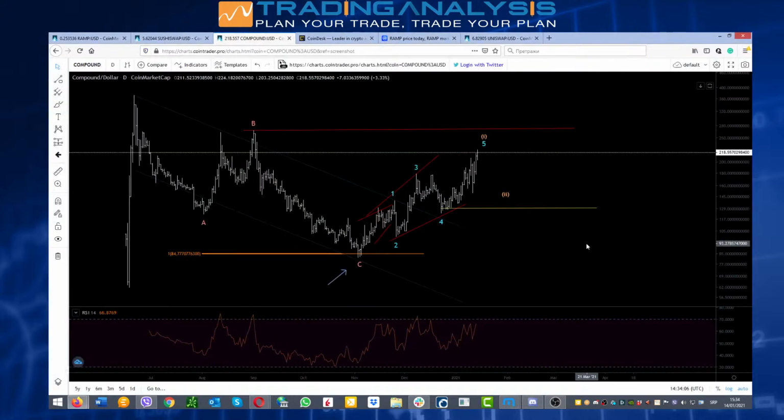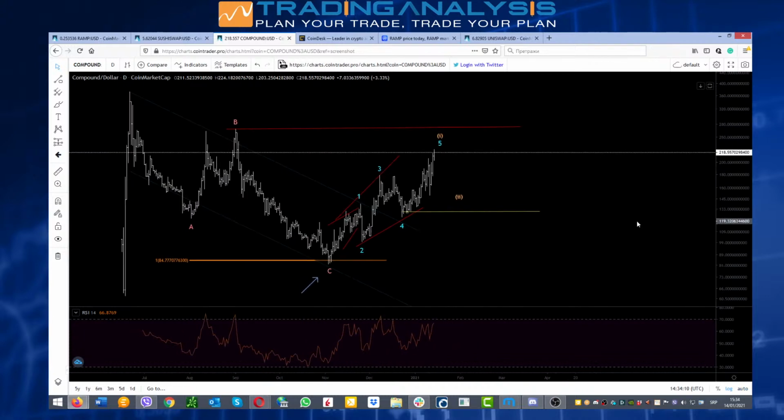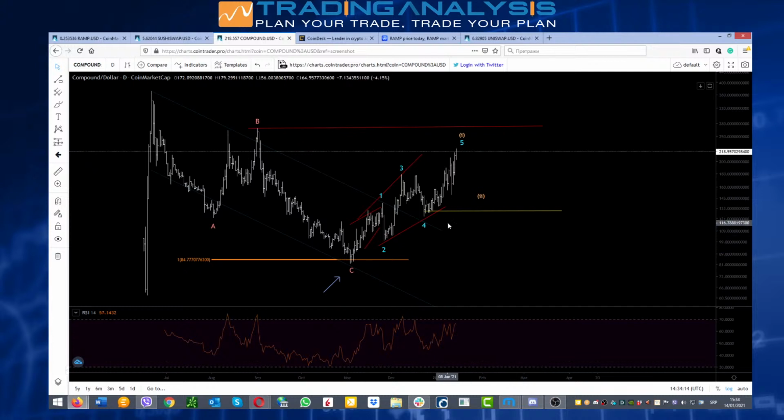This is Compound. We covered this Compound several times if you look at the previous videos, and we were looking from this level at a possible continuation on the upside in this very well defined expanding variety leading diagonal.